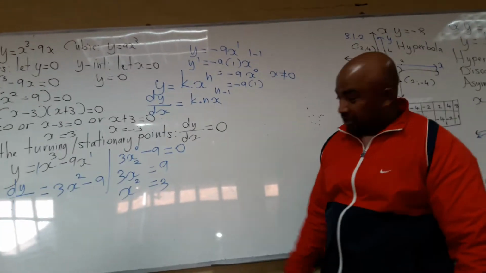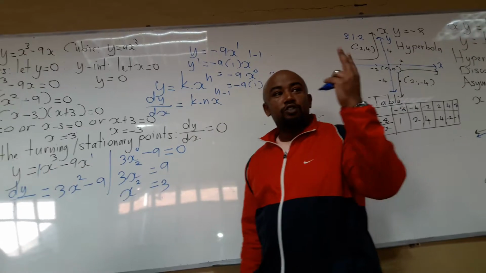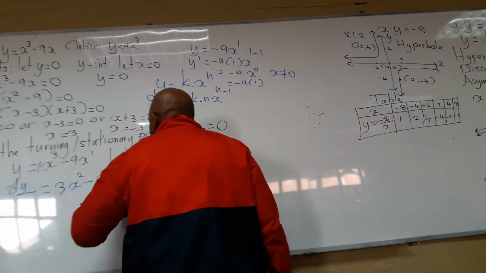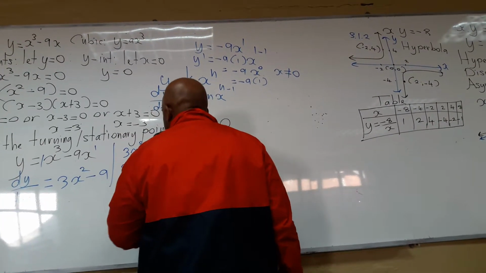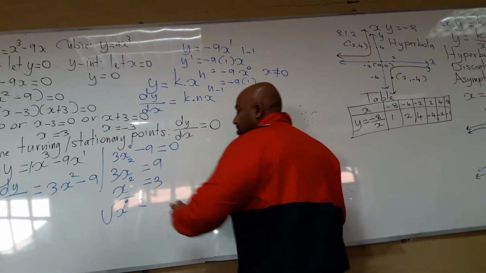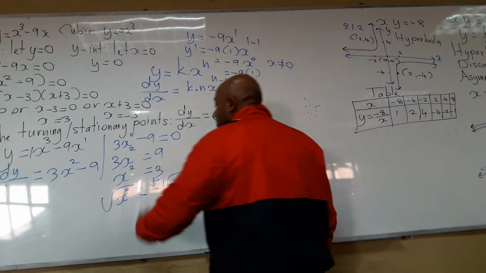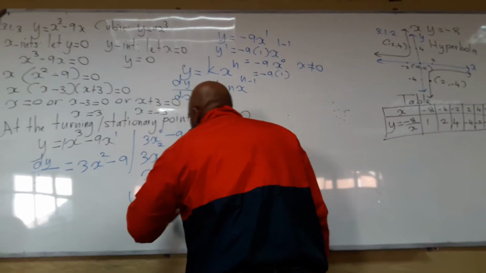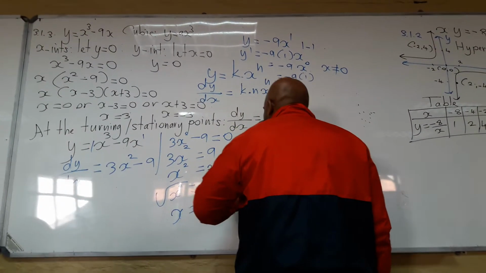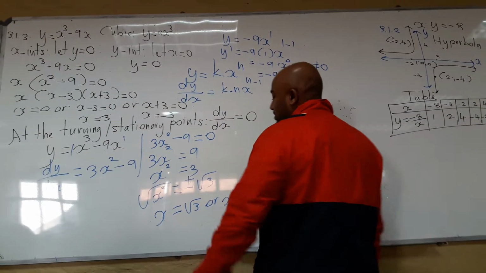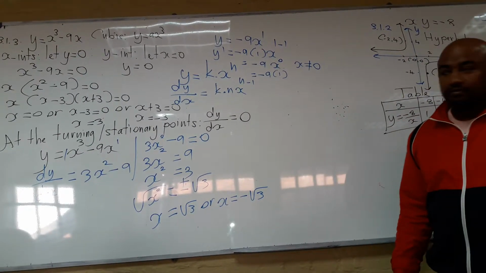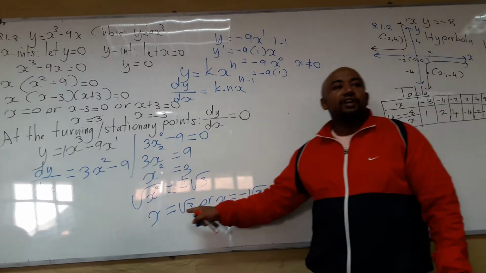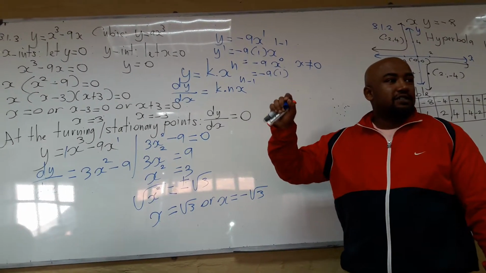Now you know that this is an x squared. So there are two possibilities, one negative, one positive. So the square root of x squared is equal to plus or minus the square root of 3. Okay. So x is equal to the square root of 3, or x is equal to minus the square root of 3. What did we just find now? These are the x values of the turning points.